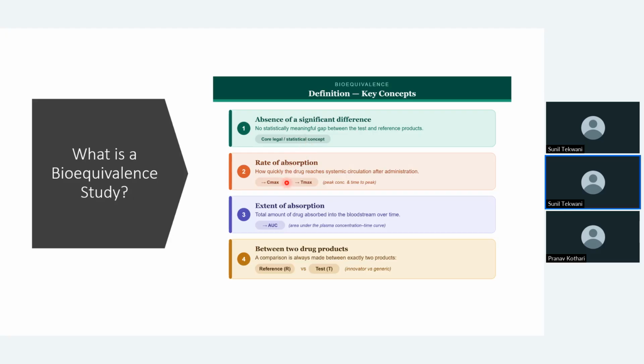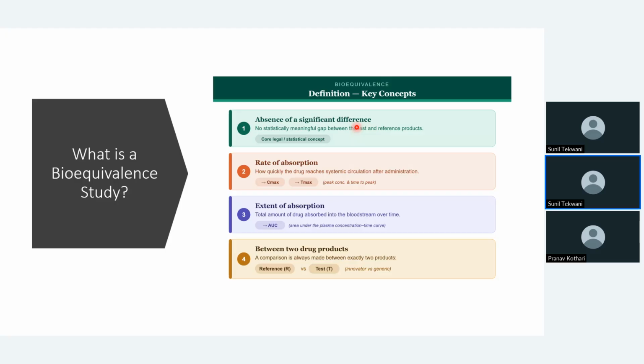And this Cmax and AUC should not be significantly different. Remember, this first point is most important. The definition of bioequivalence does not say that both products have to be similar. What it says is there should not be a significant difference. When you're comparing 2 human personalities, no 2 humans in the world, even twins, are exactly the same. There must be some differences.